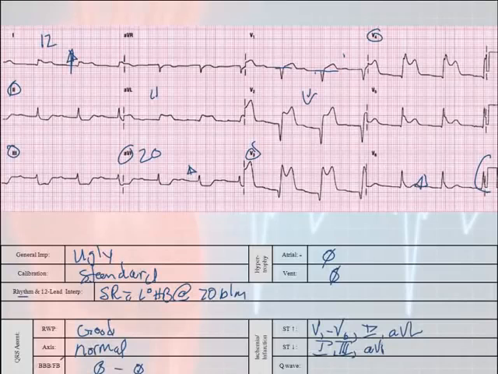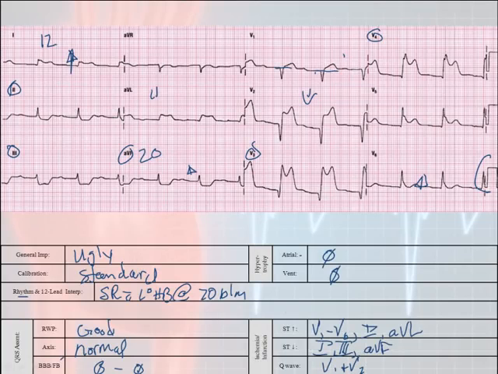3, and AVF. Do I have a pathological Q wave? Remember, a pathological Q wave is a Q wave that is at least 1/3 the height of the R wave. Do I have that right here? Yes, I do. Do I have that right here? Yes, I do. This, I'm not so sure. So I do have a pathological Q wave in V1 and V2.